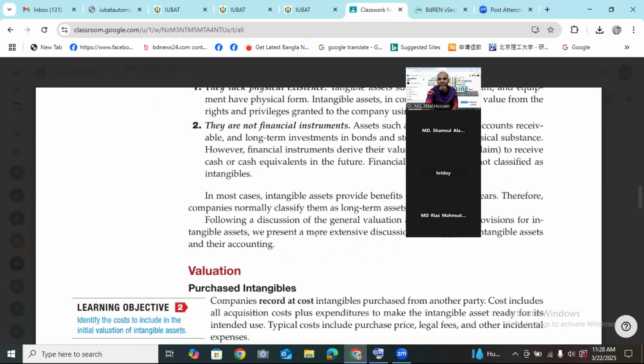Okay. Intangible assets provide benefit over a period of years. Therefore, companies normally classify them as long-term assets. So, intangible assets are also long-term assets. Because most intangible assets provide benefit over a period of years, that means more than one year, that's why they are classified as long-term assets.